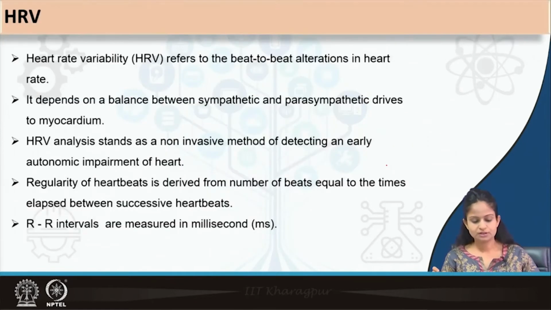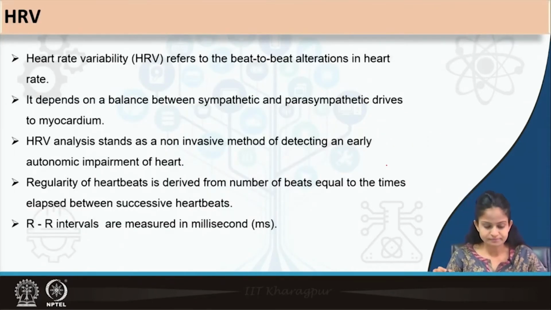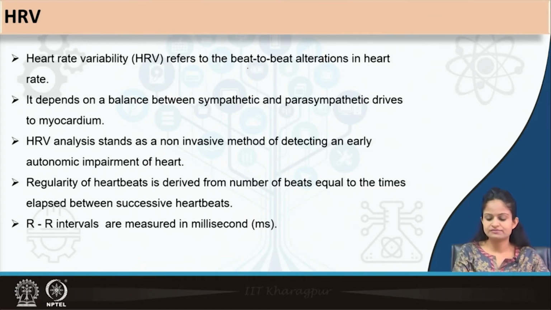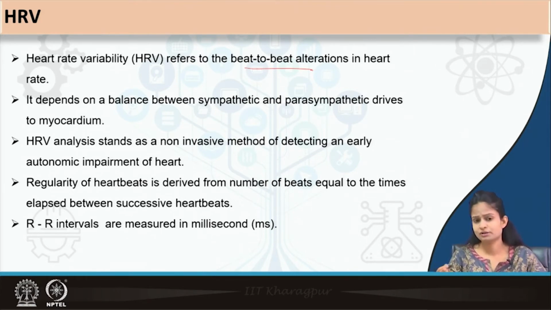Now, moving on to the main topic, that is heart rate variability. Heart rate variability refers to the beat to beat variations or the alterations in the heart rate. Our heart rate is not constant, it should not be constant rather, because whenever we are at rest, suppose my heart rate is 70 beats per minute.